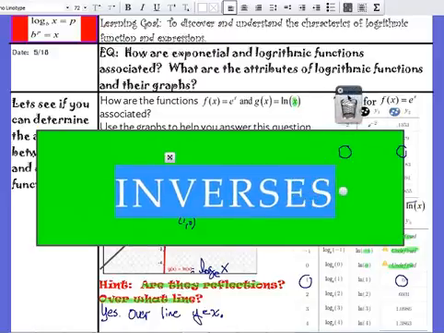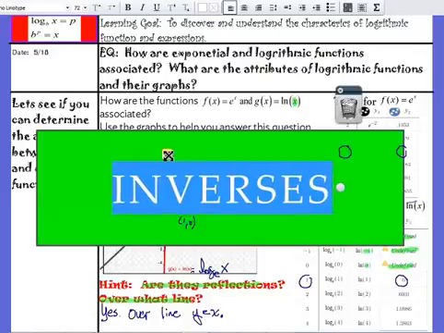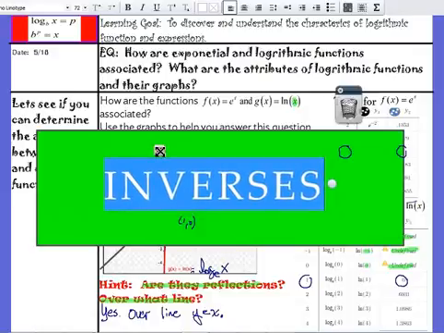So what I'm saying here is that the inverse of an exponential, any exponential function, is going to be a logarithmic function. The graph of a logarithmic function has an inverse that is exponential.